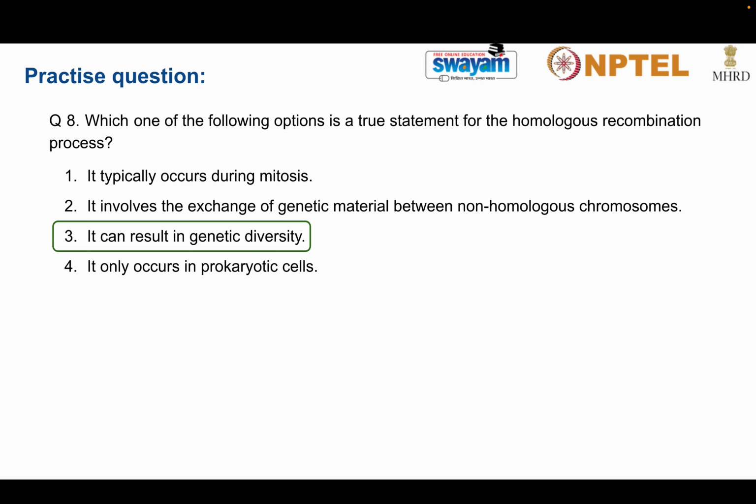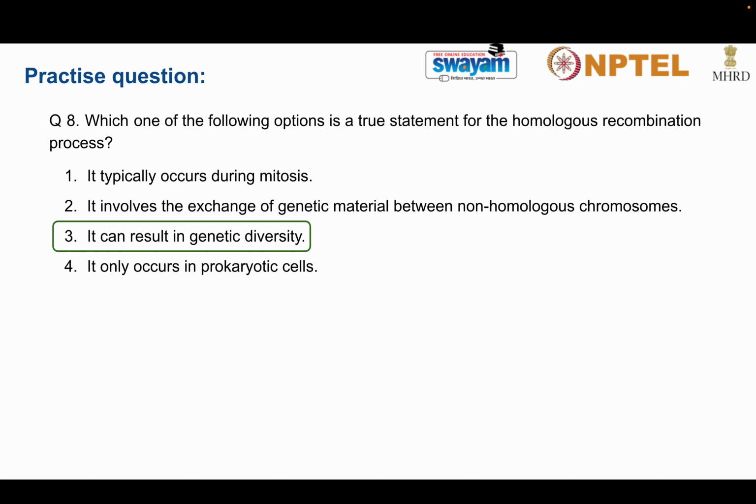They are saying it typically occurs during mitosis in option 1. Mostly homologous recombination is observed in meiosis. We do not say that it is not observed in mitosis, but it is mainly observed during meiosis. So we cannot say that it typically occurs during mitosis. That's why this option was not true. Then the second option says that it involves the exchange of genetic material between the non-homologous chromosomes. But this homologous recombination process is very specific to the homologous chromosomes. So option 2 is also not correct.